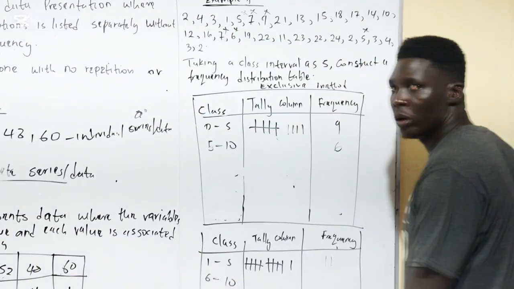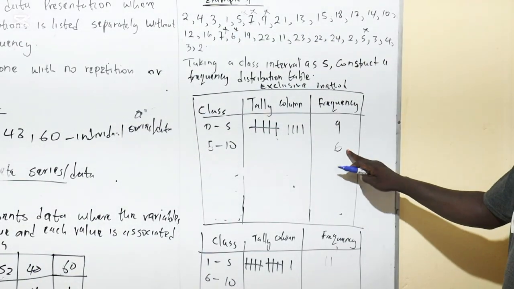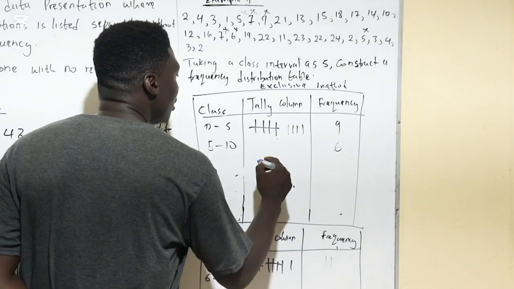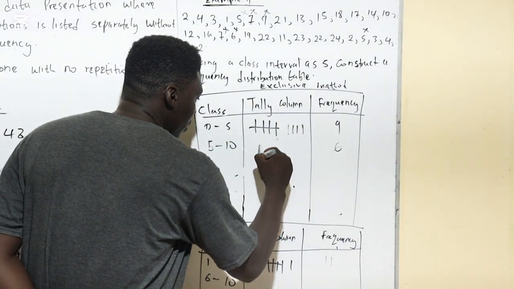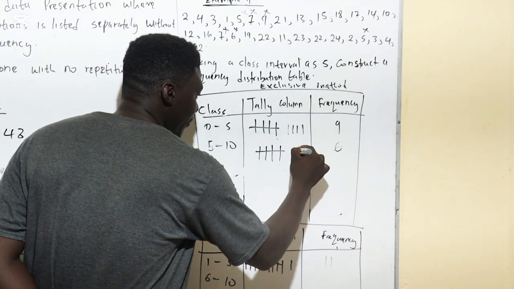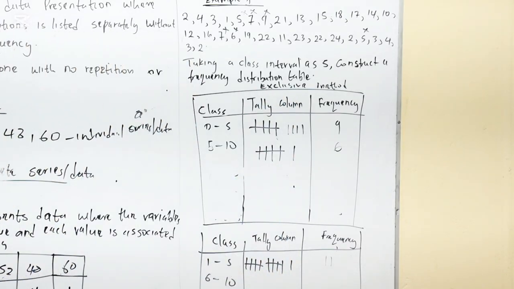So in our frequency we have counted them, they are 6. So we come here to tally column, we indicate 6. Now 6 will be 1, 2, 3, 4, 5. Then the 6th one remains.